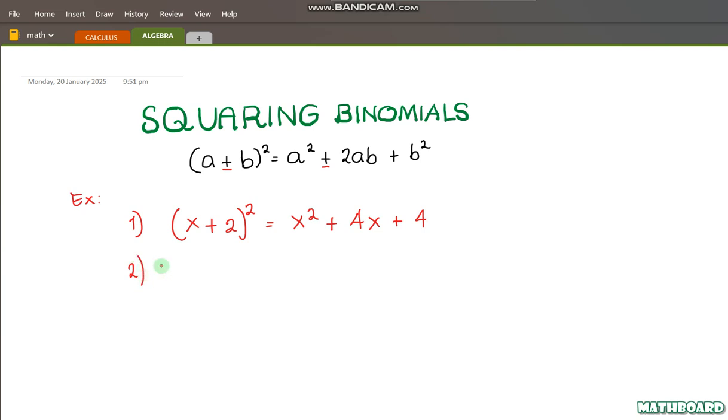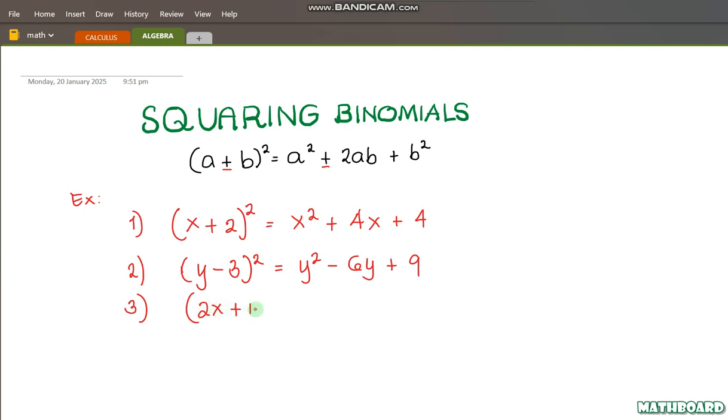Another one. Let's say we have (y minus 3) quantity squared. So this becomes the square of y, y times y, y squared, then y times negative 3, negative 3y, times 2, negative 6y. Then negative 3 times negative 3, that's negative 3 squared, positive 9. Okay?